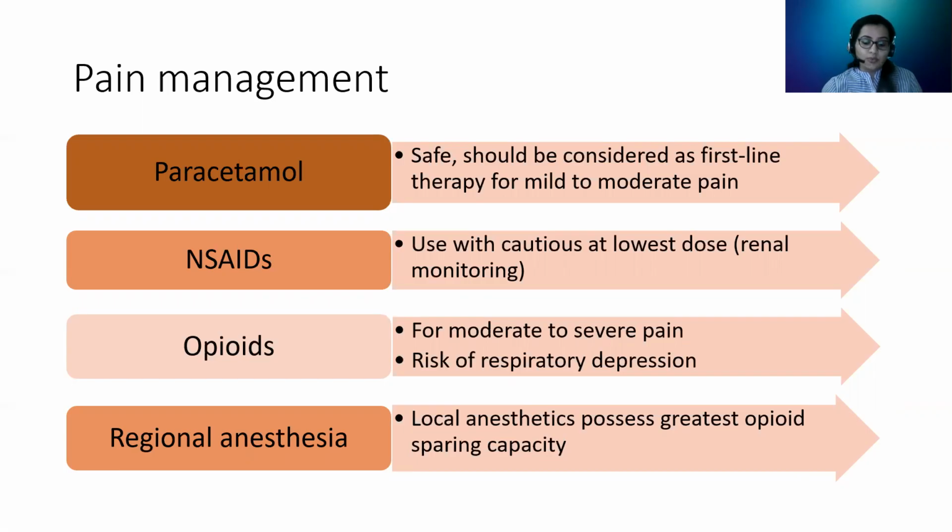As I said earlier, opioids for postoperative pain management should be used cautiously for moderate to severe pain only. Regional anesthesia should be used wherever appropriate. It provides good analgesia. Moreover, the local anesthetic used in regional anesthesia possesses the greatest opioid-sparing capacity.